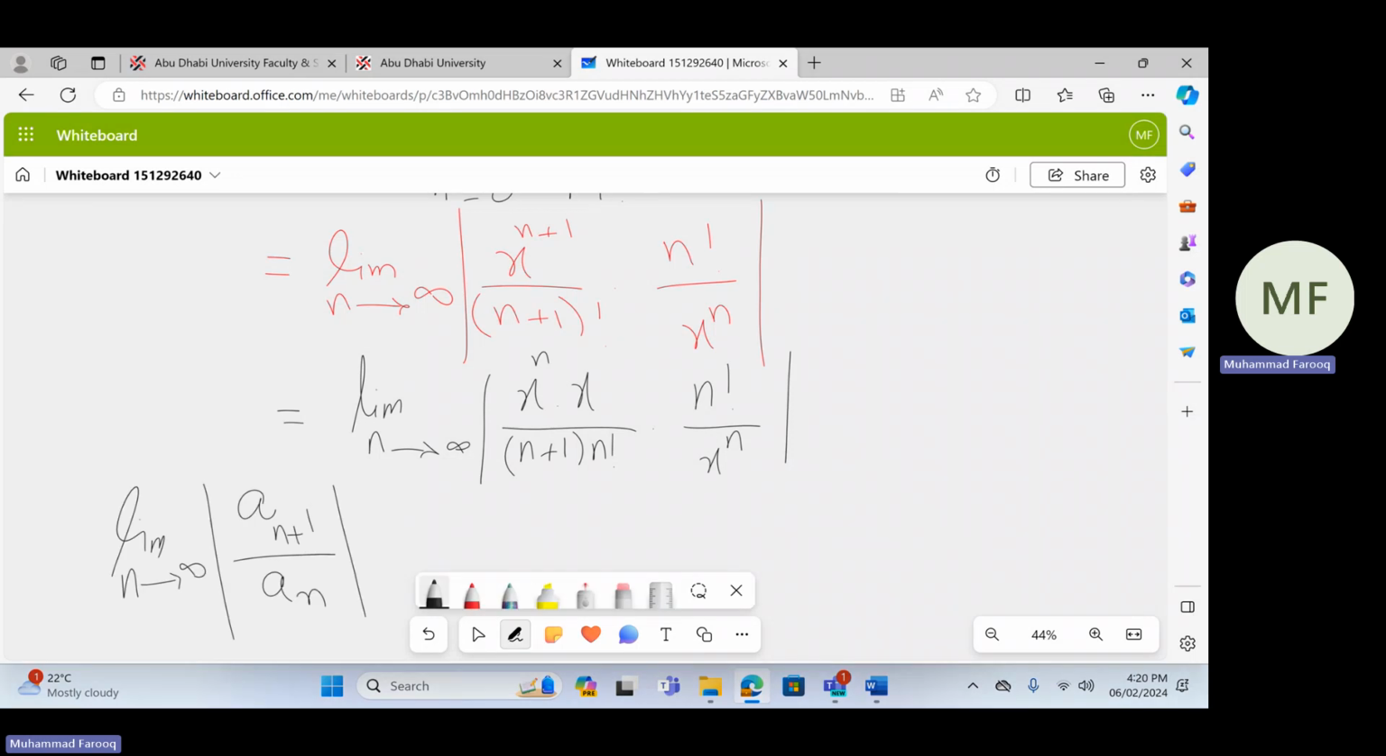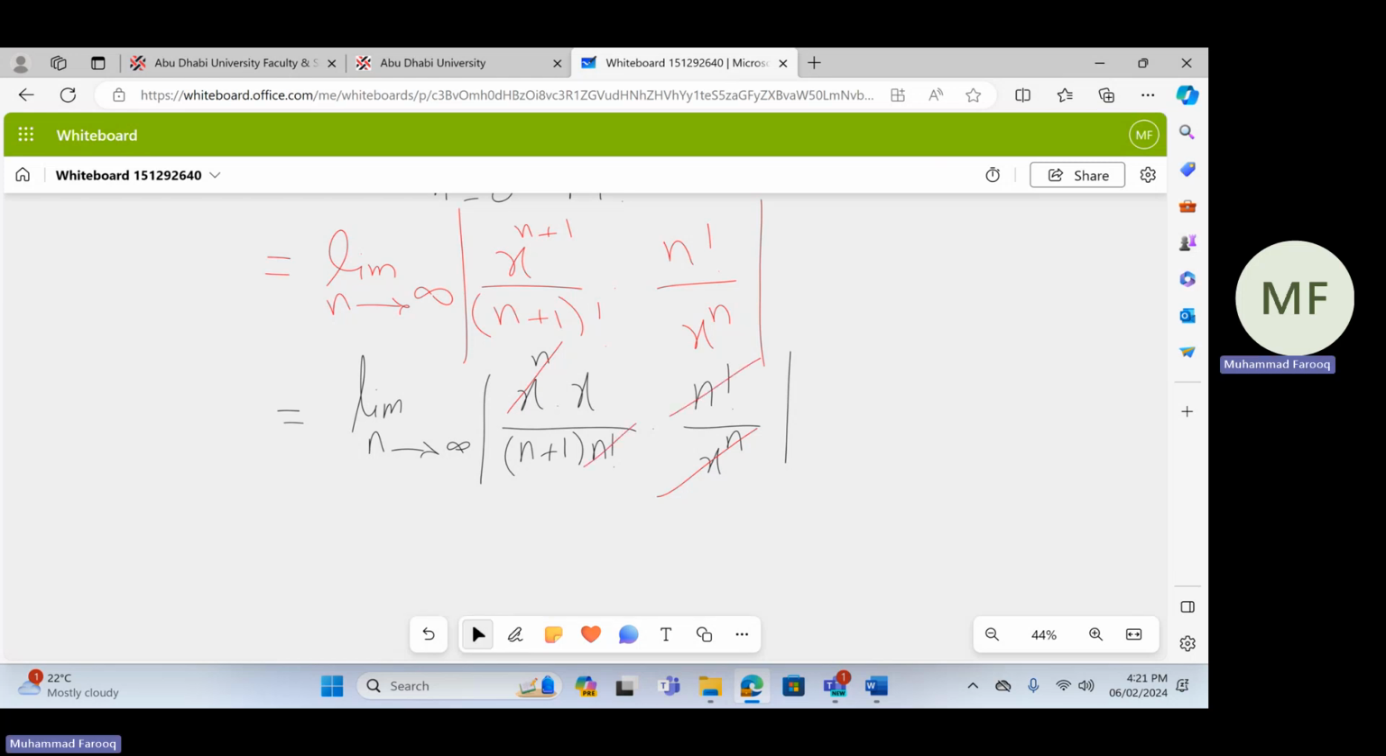This is basically the ratio test we use here. It's 9.5, if you remember, ratio and root. In 9.7, as I told you, it depends on your choice: you can use a ratio test or a root test. I suggest using the root test if there is no factorial. If you have a factorial, then we have to use the ratio test. So any cancellation? Yes, cancel out. Okay, good.